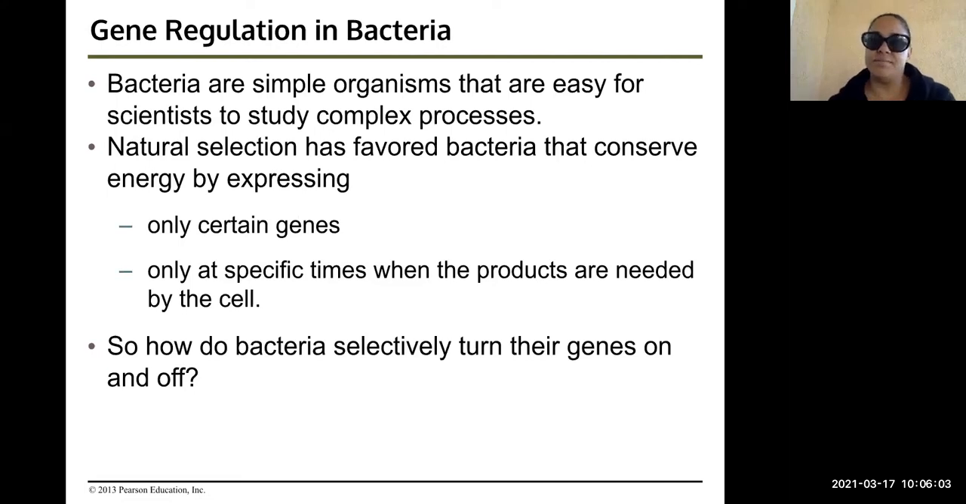Bacteria are simple organisms that are easy for scientists to study complex processes. Natural selection has favored bacteria that conserve energy by expressing only certain genes and only at specific times when the products are needed. All of our genes don't need to be on all of the time. So how do bacteria selectively turn their genes on and off? Scientists always study model simple organisms and then try to figure out what's going on simply before they study the more complex organisms.